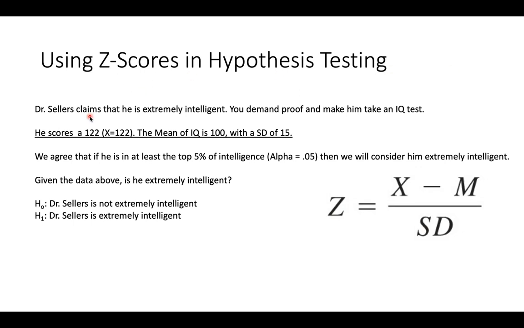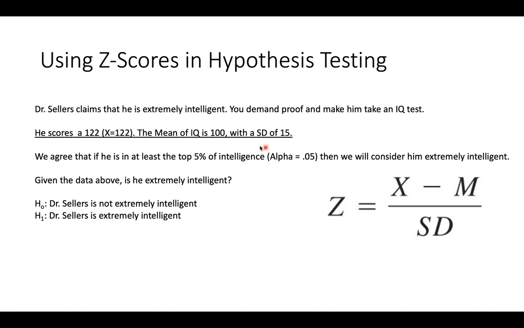So let's say I make a claim. My name is Dr. Sellers, and I claim that I'm extremely intelligent. You demand proof, and you make me take an IQ test, right? Because you're a good young budding scientist. You're not just going to believe what I say just because I said it. You want proof. You want to do an experiment. So you collect data. You make me go take an IQ test, and I score a 122.